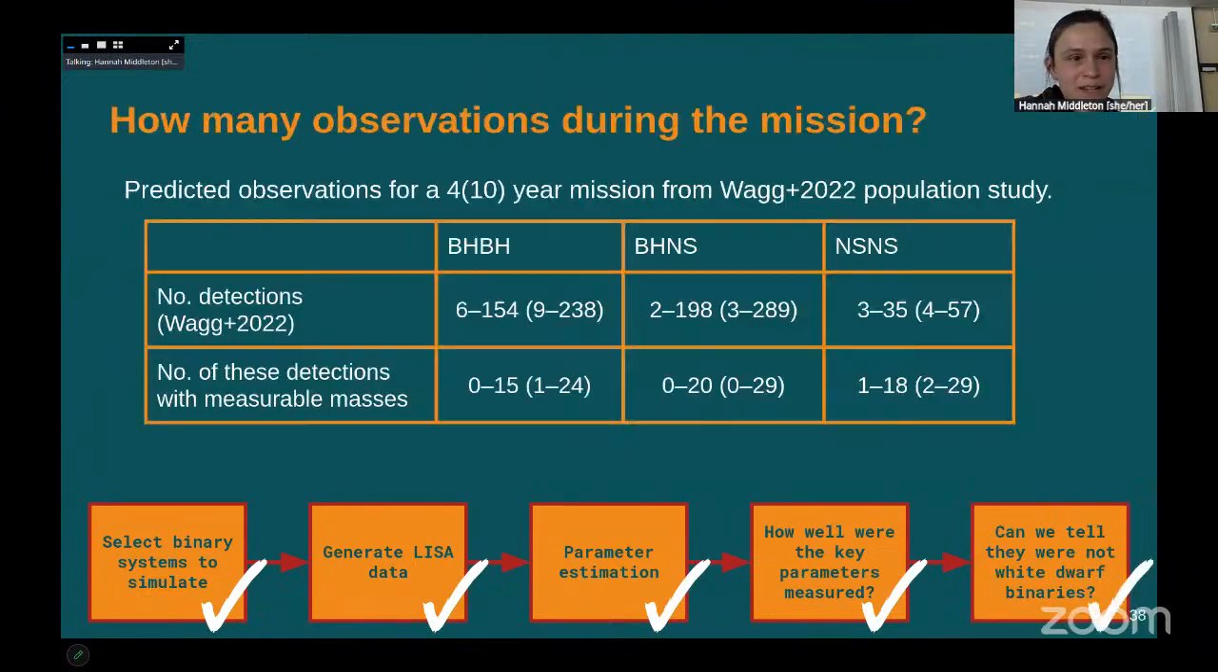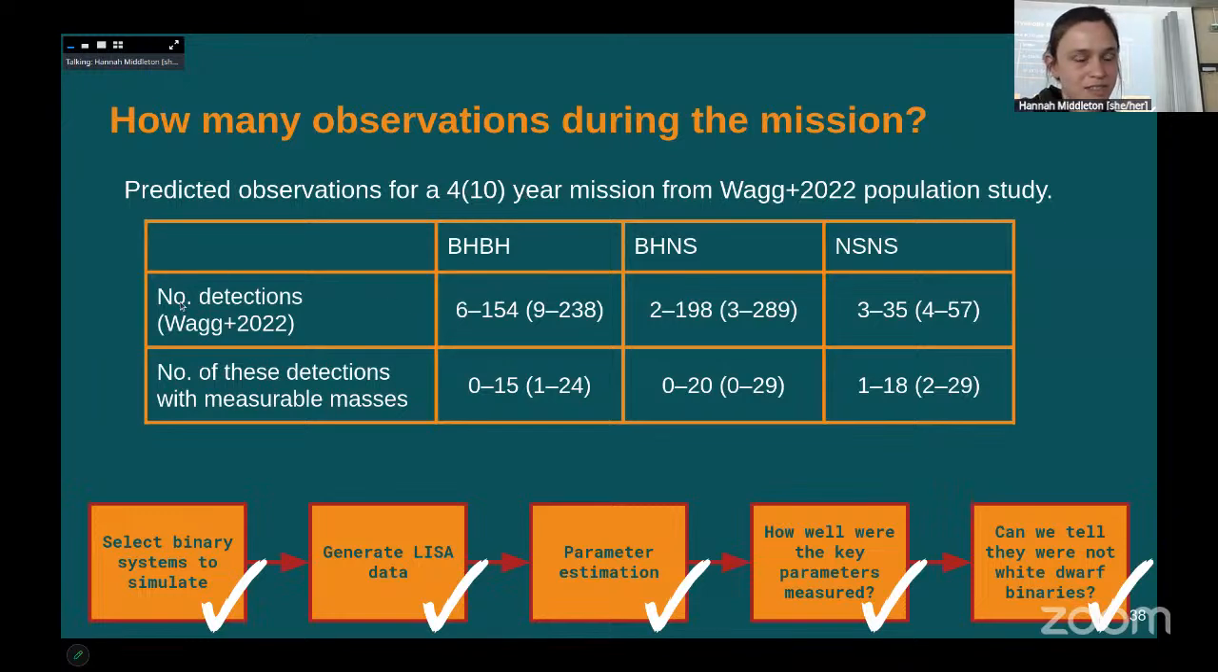So for this, we go back to the catalogue that we have drawn our binaries from. In that population study, they also predict how many systems you might expect from LISA emission over 4 or 10 years. Inside there, they use quite a lot of different models for the galaxies they simulate, for example, the common envelope phase of the binaries and all of these different kinds of tweaks that you can do with these population studies. So what they end up with is quite broad ranges of predictions.